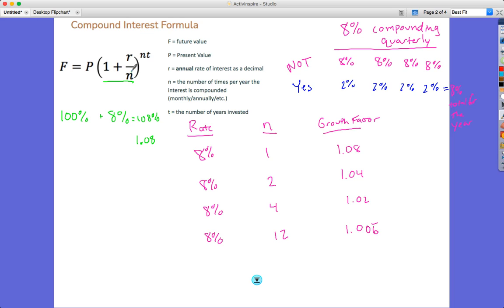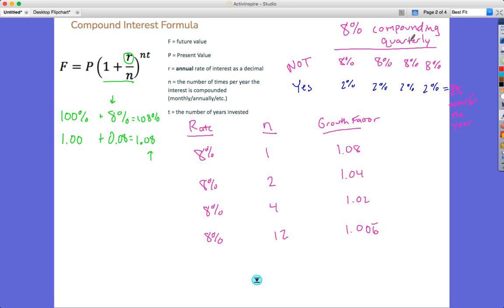We don't have to worry about this because it was just happening once a year. But when it isn't happening just once a year, we have to adjust for that. And that's what the n is about. So in this example, if we said 8%, that would be the rate. That would be our 0.08, right? Our 1 plus 0.08, the 8%.